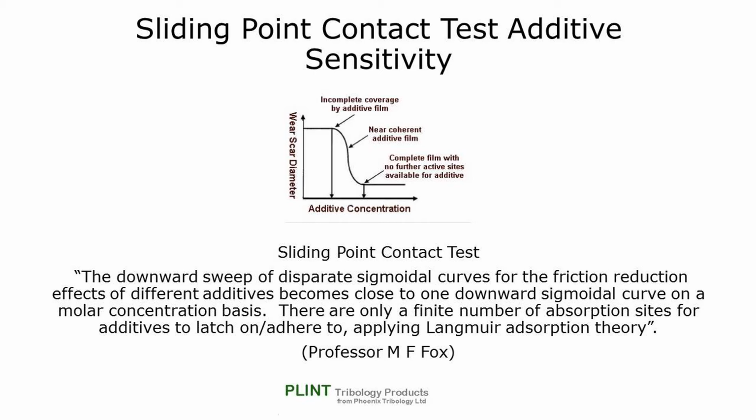The downward sweep of disparate sigmoidal curves for the friction reduction effects of different additives becomes close to one downward sigmoidal curve on a molar concentration basis. There are only a finite number of adsorption sites for additives to latch on or adhere to, applying Langmuir adsorption theory.